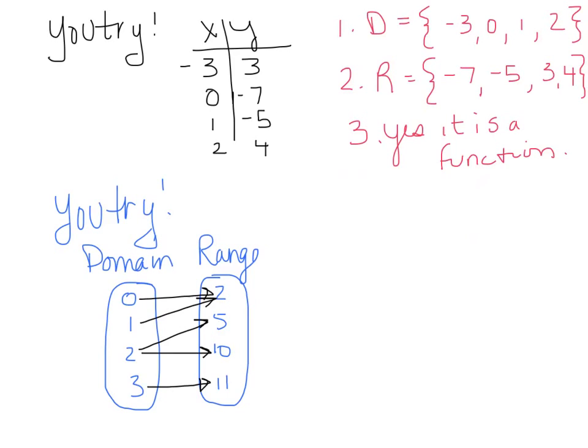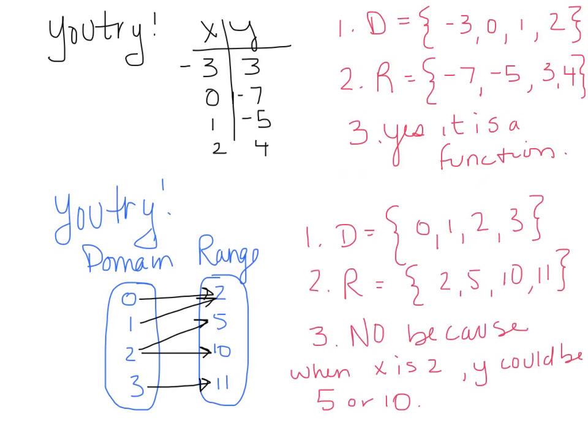Okay, try this one, same 3 questions, and give it a pause. Okay, you can see my domain and range are pretty straightforward. This is not a function. No, it's not a function, because when x is 2, y could be either 5 or 10. So that's the reason why. Don't get confused by the fact that the 2 in the range set has 2 possible inputs. That would be a converse, and we're not talking about that. Remember, we have to go x maps to y.